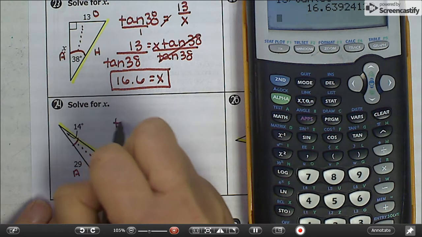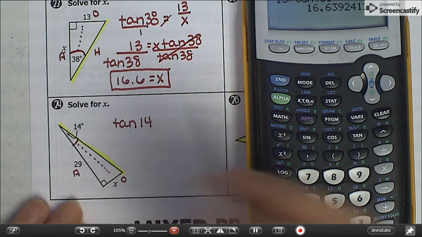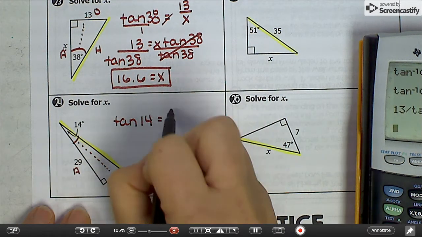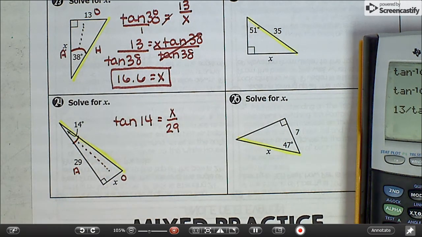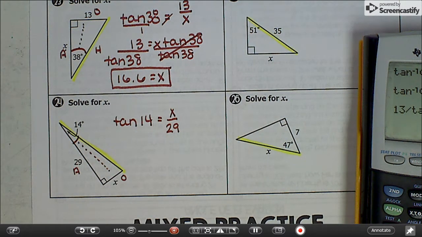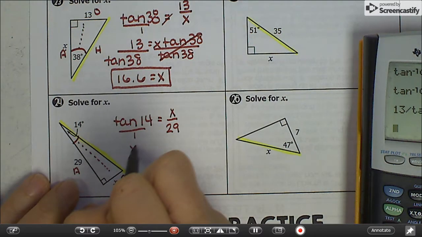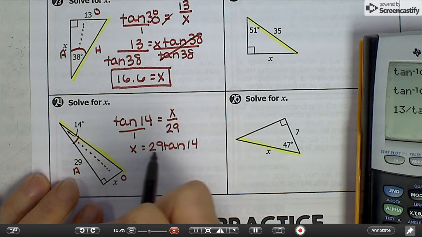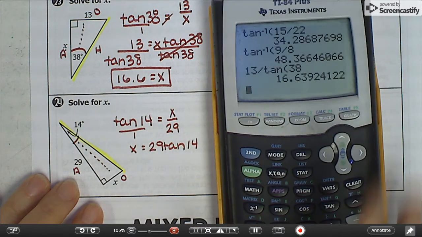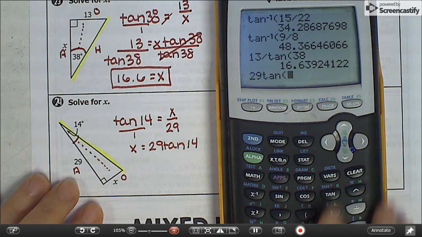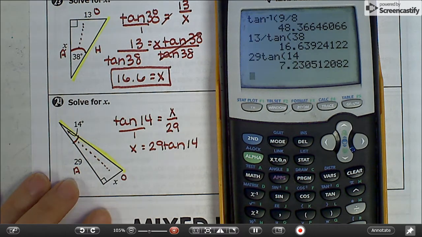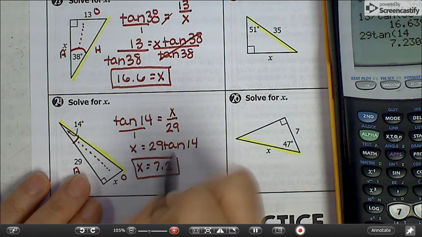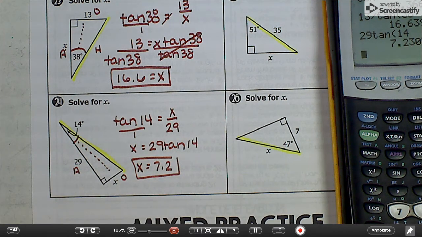All right, it's tangent again. I always forget that this worksheet has tons of tangent stuff. It's the opposite and adjacent. Hopefully the other two aren't tangent. That would be annoying. All right, and then cross multiply. So x equals 29 tangent 14. And then you just type in 29 tangent 14. 7.2. So the length of this little side down here is 7.2 units long.